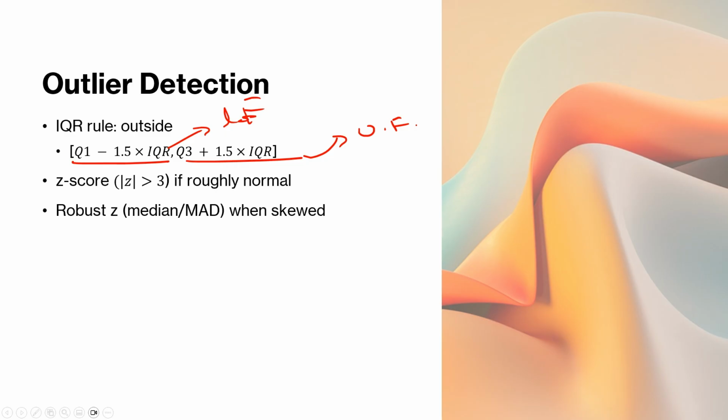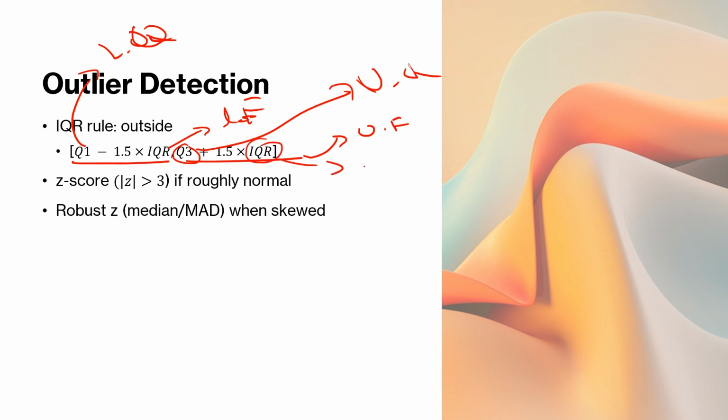So you can see if a value goes below the lower fence, then it is treated as an outlier. If a value goes above the upper fence, it is treated as an outlier as well. What is Q1? What is IQR? Q1 means the lower quartile. Q3 means the upper quartile. And IQR means upper quartile minus lower quartile. That is what we refer to as the interquartile range.